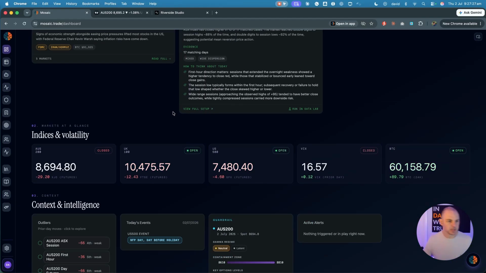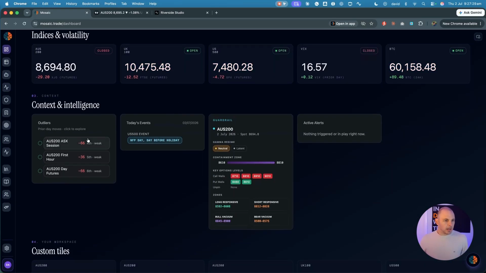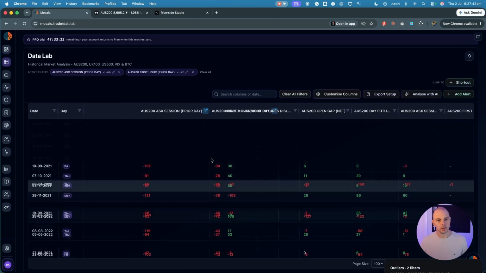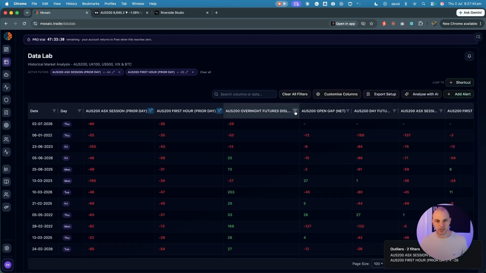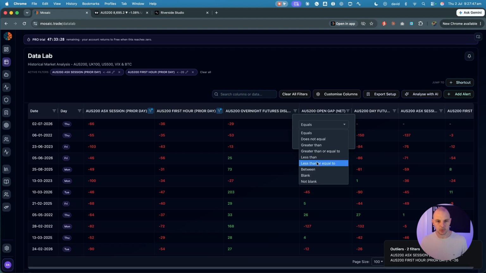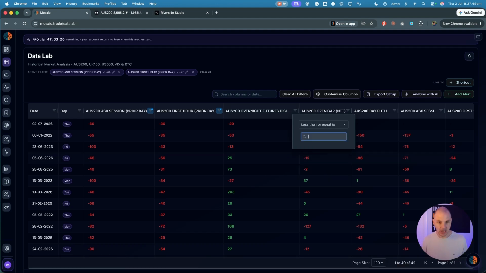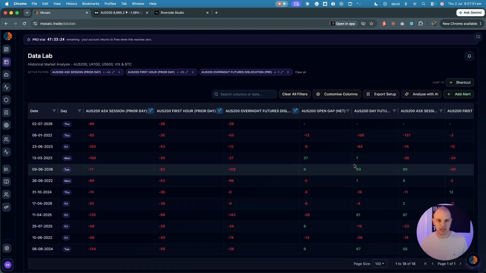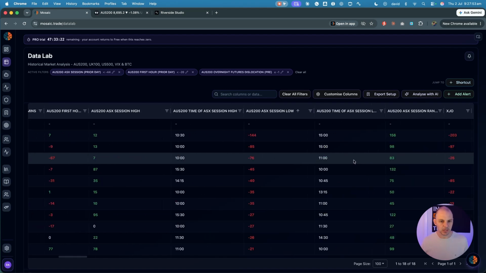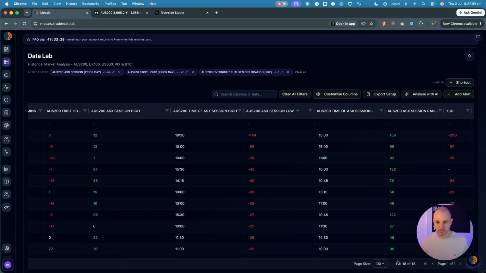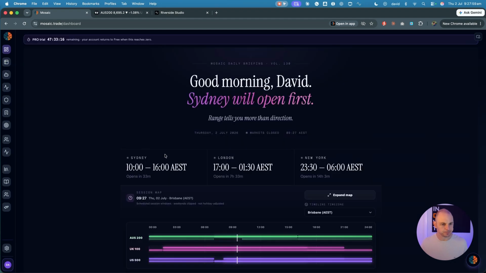Going back to the dashboard here. Again, outliers, so this is what I was talking about. You can run these yourself directly in Data Lab. So if I wanted to run these, I'd just do that. And if I want to get to the same point as I was before with the daily context, I could just add an additional filter here, and that will give me exactly the same 18 instances that we had from that daily context.